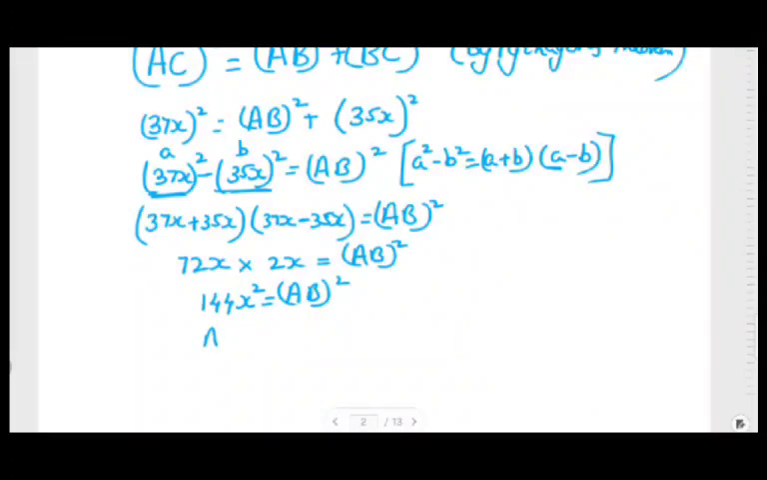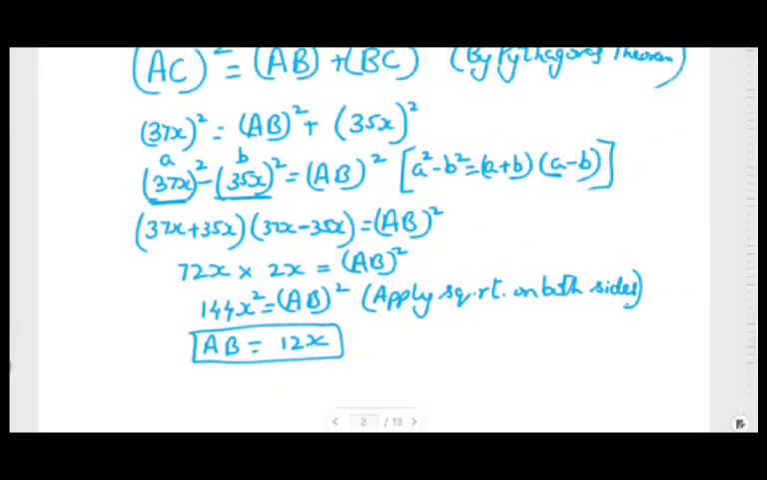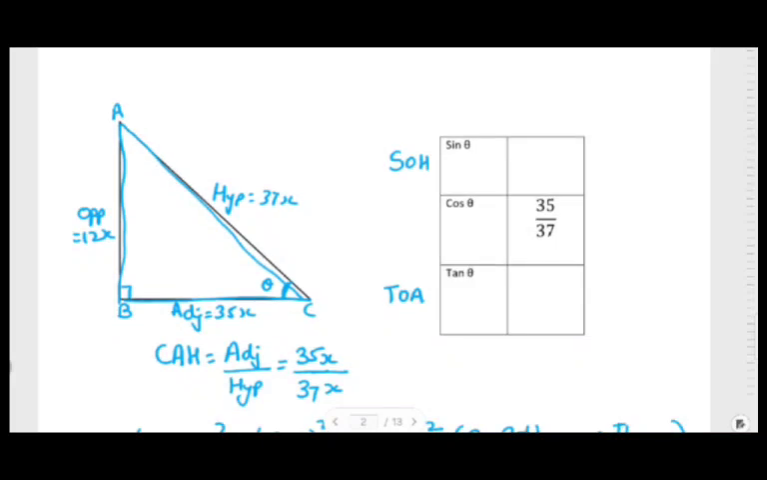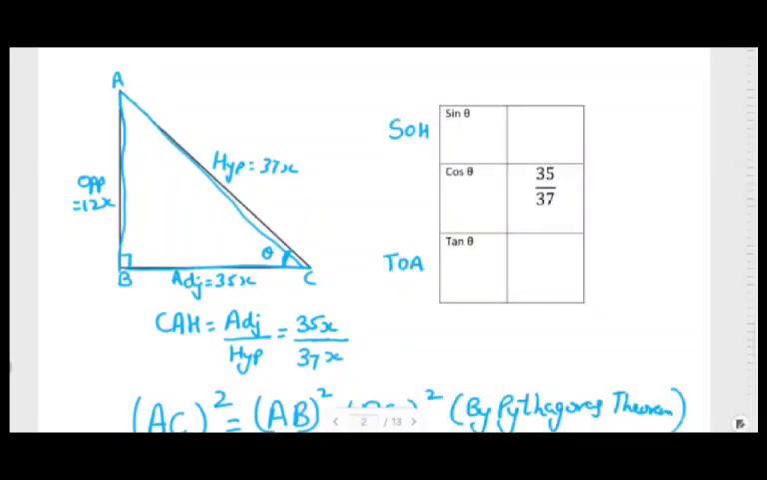So now what I'm going to do is apply square root on both sides, and it becomes AB. Square root as in remove the square. What is the square root of 144? We know it's 12. x will remain. So what's my value for AB? Out here it is 12x. Yes, children. Okay, so now let's apply SOH and TOA.